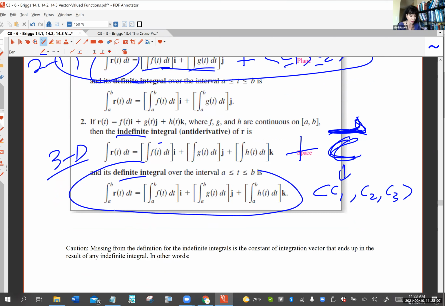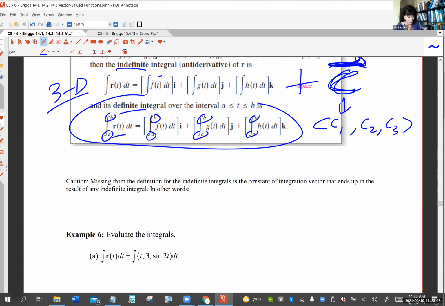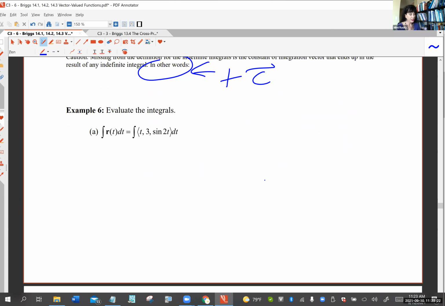And you can make a definite integral too. With a definite integral, you don't do a plus c. You would just have the limits there, and you would just take the definite integral of the 3 individual components. Okay, so what's missing is you have to do the plus c here. So let's do an easy peasy example with the plus c. Okay, this is an easy integration problem.